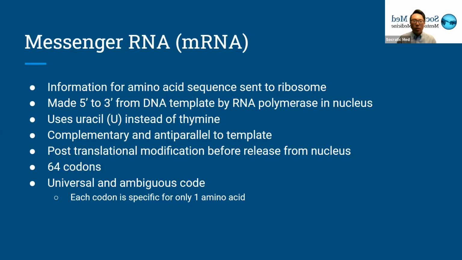The messenger RNA has 64 codons. It's a universal and unambiguous code. Eukaryotes and prokaryotes both use this mRNA codon. But each codon, even though there are 64, only codes for one specific amino acid. So each of the 64 codons codes for one and only one amino acid.